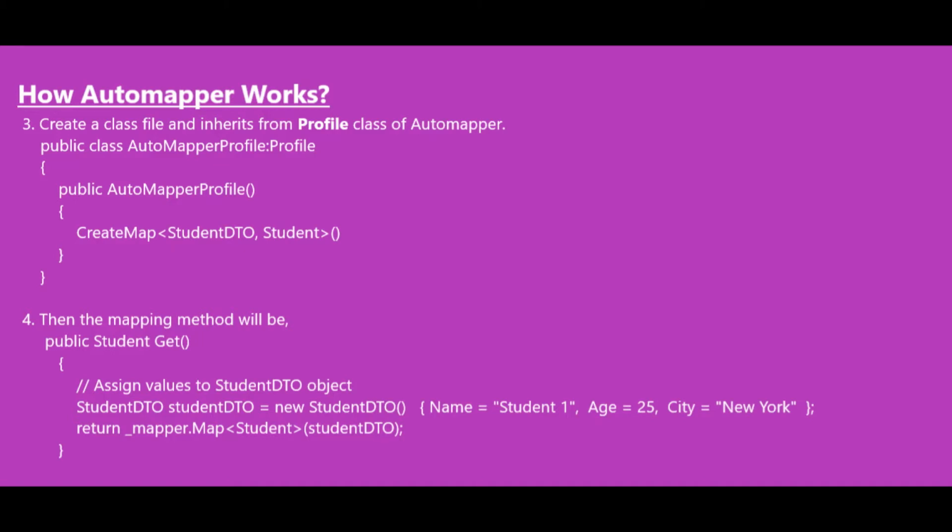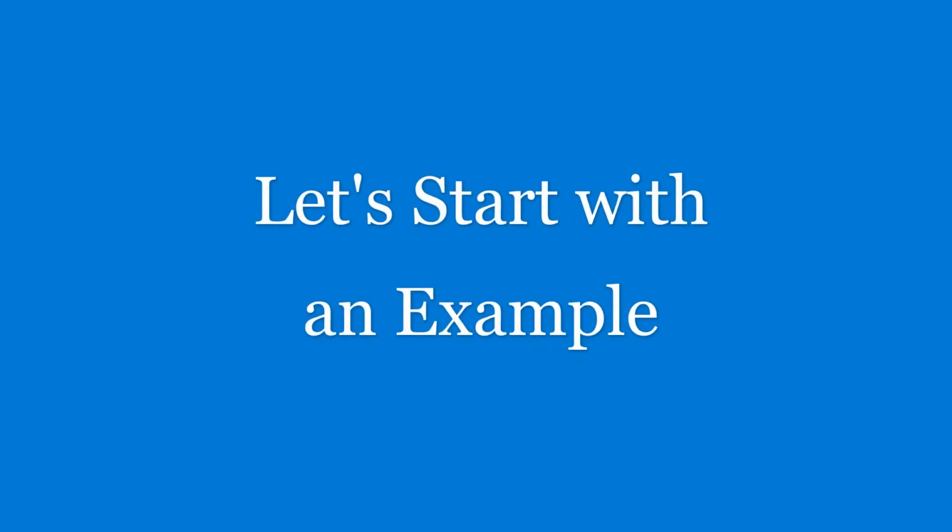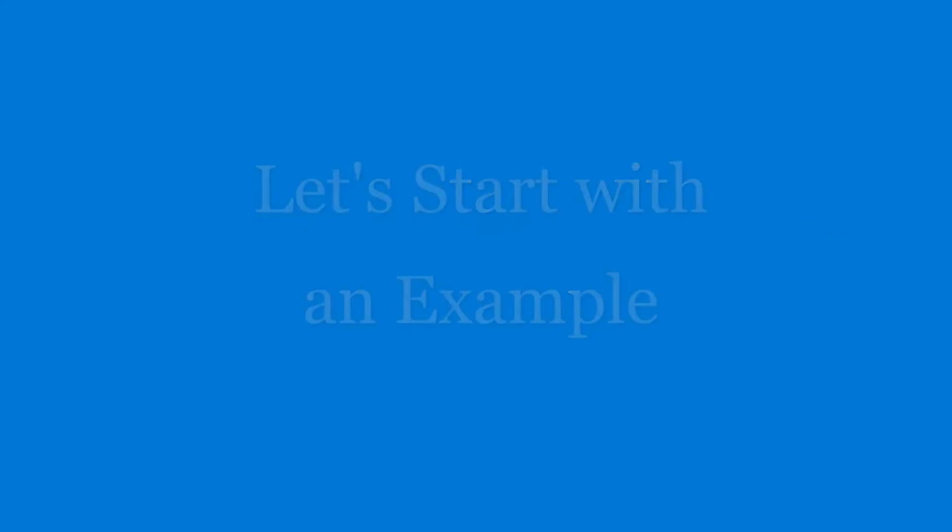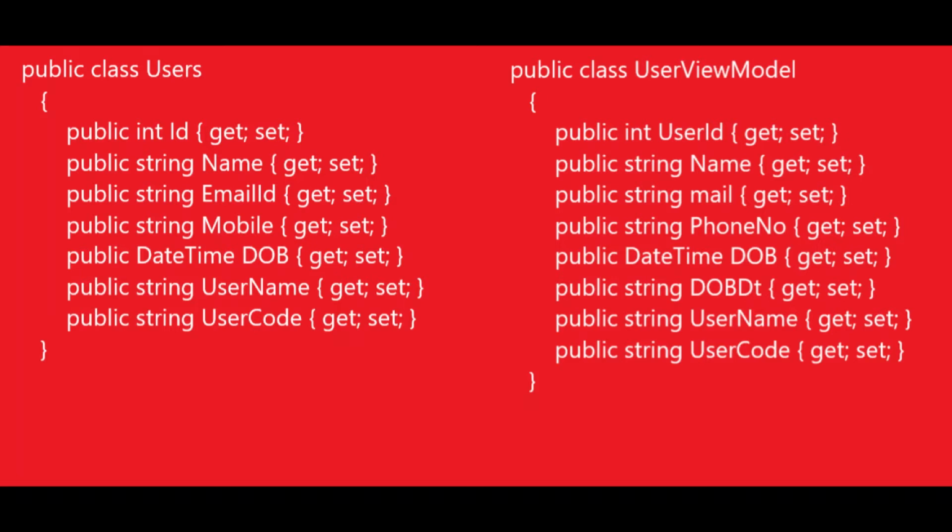Now I will explain this AutoMapper in ASP.NET Core by taking one example. Let's start with an example. In this example I will use two classes, Users and UserViewModel class. Inside the Users I taken some properties, but inside the UserViewModel I done some modifications, like I changed the name of email ID to mail, ID to user ID and mobile to phone number, and I added one extra property like DOB/DT.